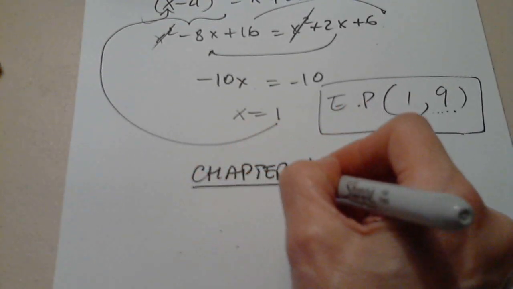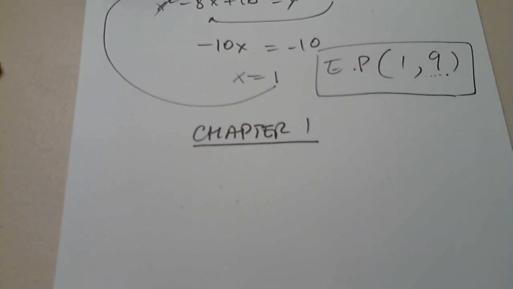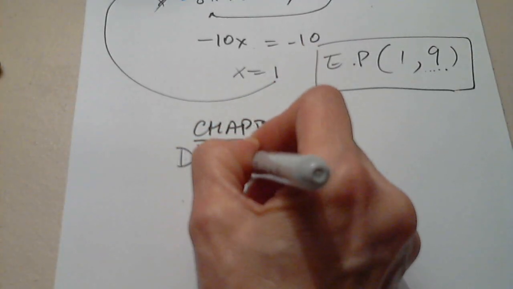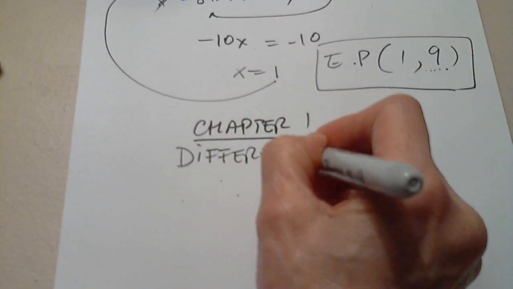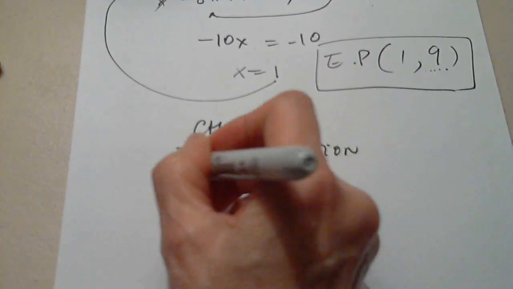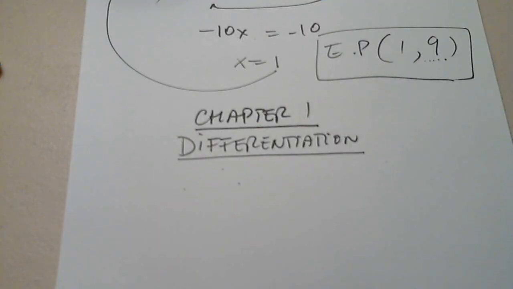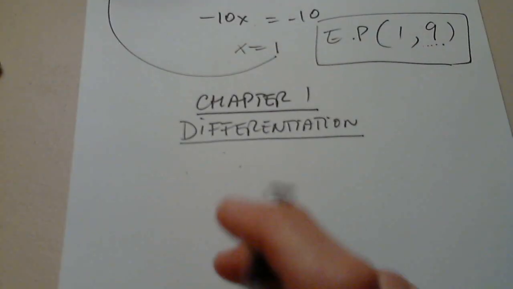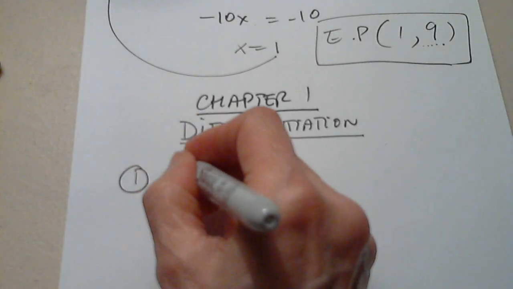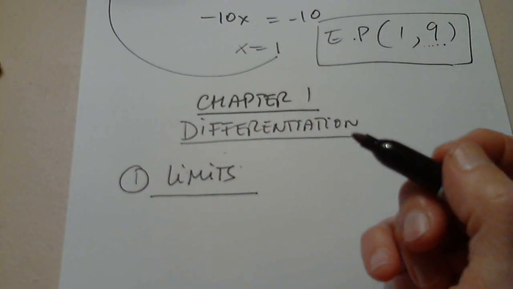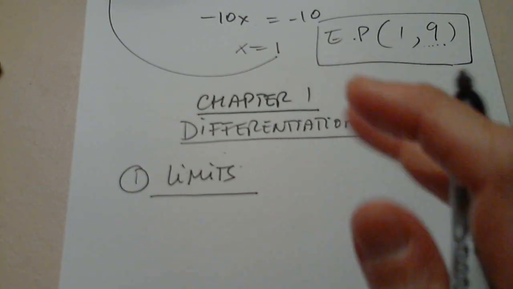So finally, we start calculus today. And chapter 1 deals with something called differentiation. We have a lot to explain before we talk about differentiation. The first thing that we need to look at are limits. And I want you to understand that this is very important.